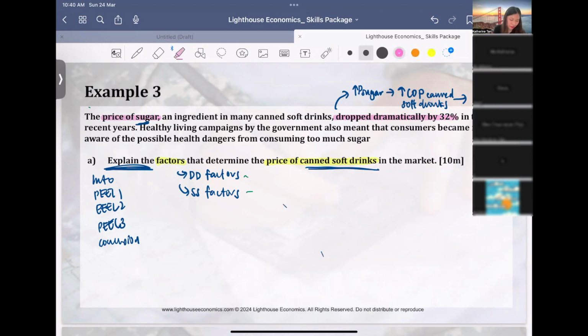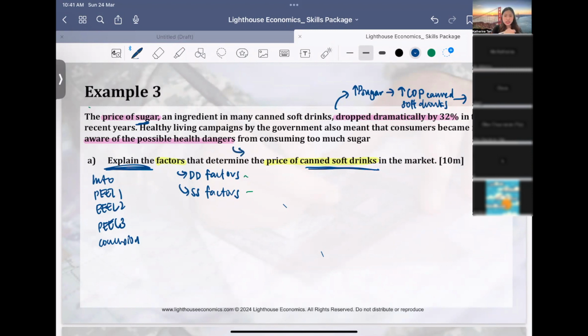Next one. Healthy living campaigns by the government also meant that consumers become more aware of the possible health dangers. So they are aware of the possible health dangers. So this is a what factor? It has to be a demand factor. Yes, very good. This is a demand factor.